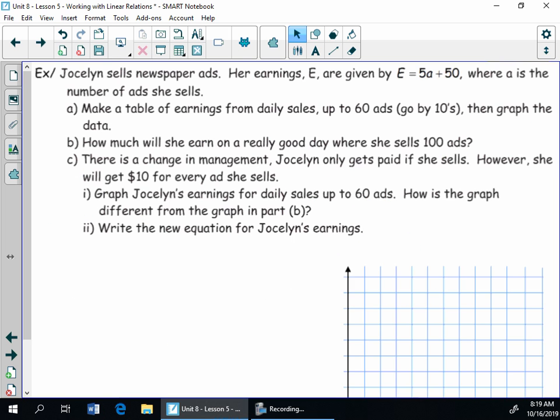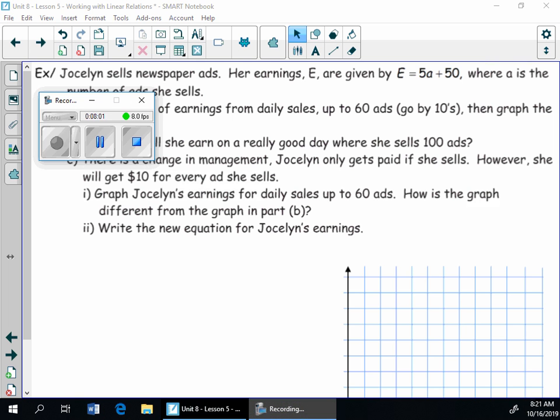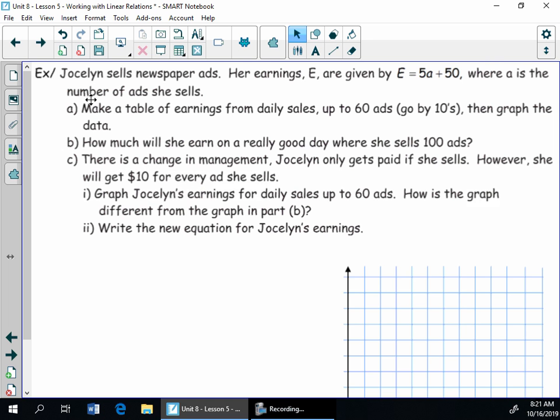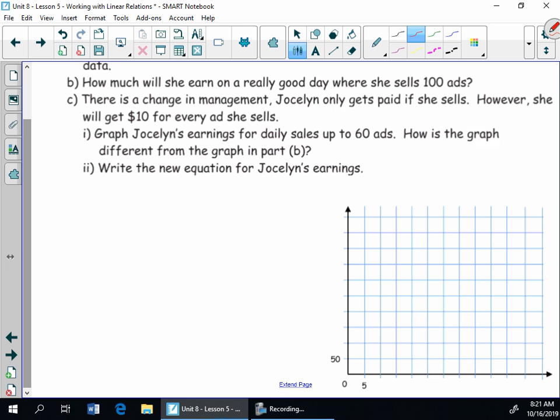Okay, we'll try one more. Okay, last example. We got Jocelyn. She's selling newspaper ads. Her earnings, E, are given by this equation. So earnings equals 5 times A plus 50. A is the number of ads she sells. Let's make a table of values from daily sales up to 60 ads, going by tens, and then graphing it. Okay, that's part A. Number of ads. Earnings.